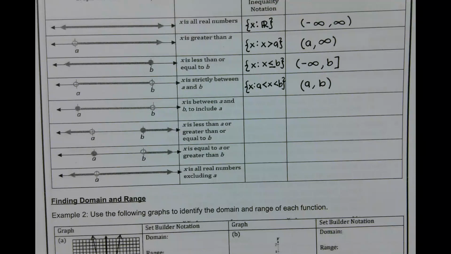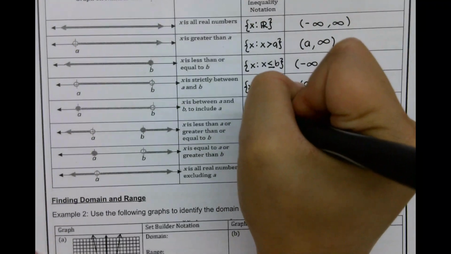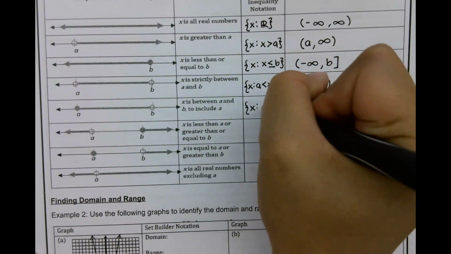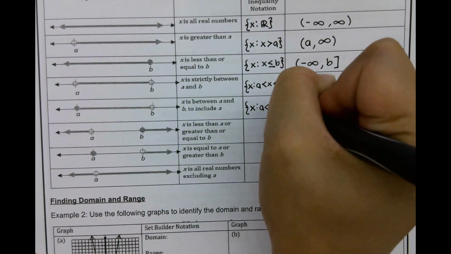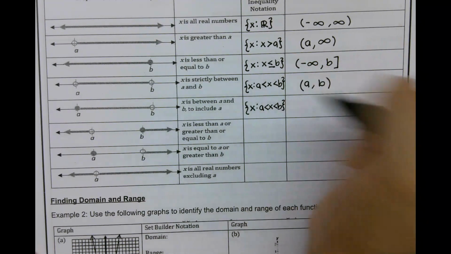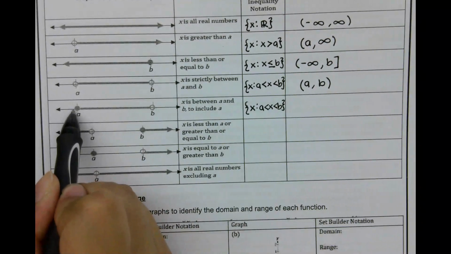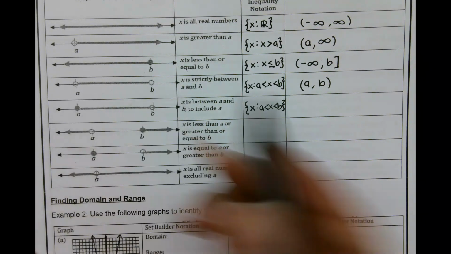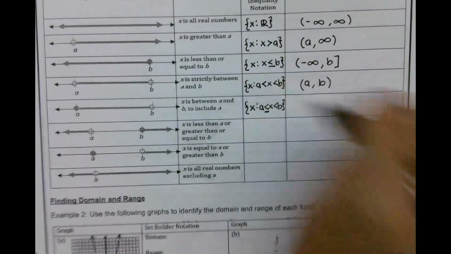The next one here is x is between A and B to include A, right? So what I would write is similar to the last one, A less than x less than B, but because A is a closed circle, I'm including A, so I have to put this line, right, because it can be equal to A.